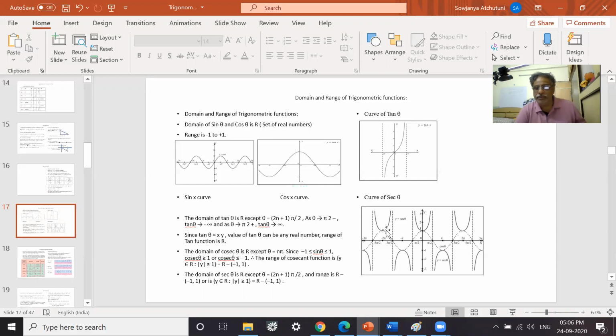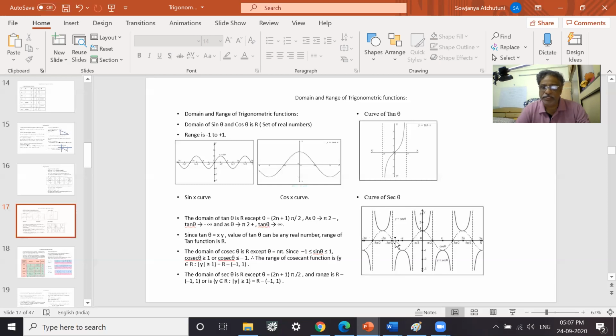See here, this is the secant theta. From plus infinity, it comes to plus 1, then goes out. Here also from minus infinity it comes to minus 1 and goes down. So between minus 1 and plus 1, this is minus 1, this is the x-axis, this is the y-axis. So between minus 1 and 1, there is no value. So the range is real numbers excluding minus 1 to 1. Same for secant and cosecant.